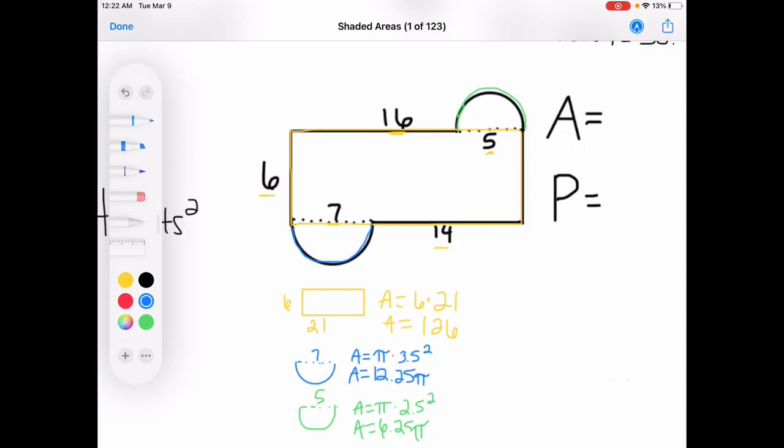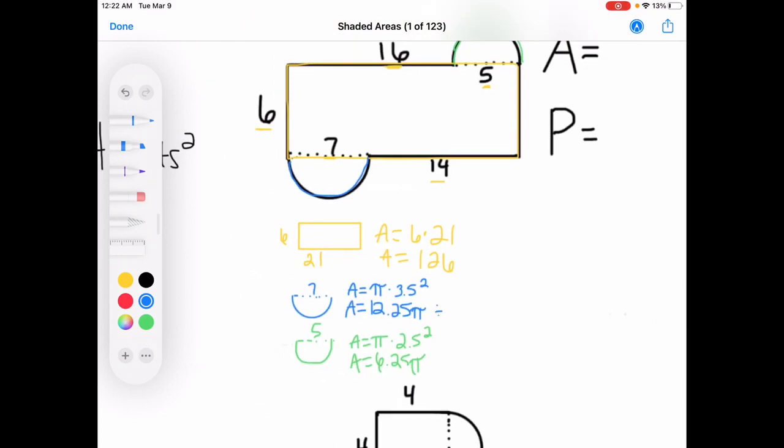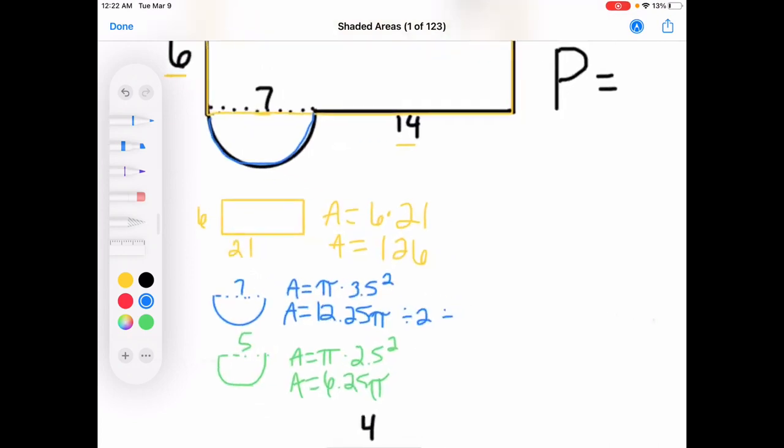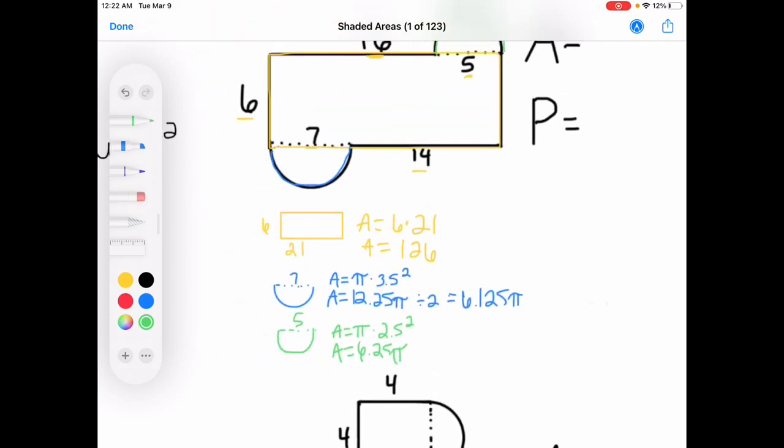So 12.25 divided by 2 would be 6.125. So 6.125 pi. And then the area of this semicircle, so I need to divide that by 2 as well, which would be 3.125 pi. And I'm finding area, so now I need to combine each area.